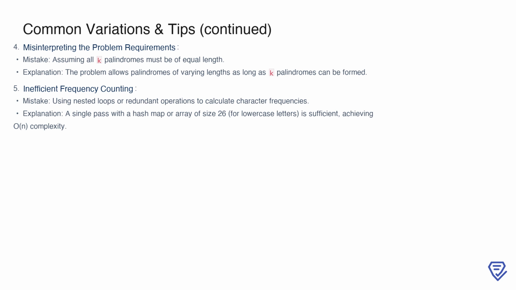Additionally, inefficient frequency counting is a common issue. Some solutions use nested loops or redundant operations, which can unnecessarily increase complexity. Instead, you can calculate character frequencies in a single pass using a hash map or an array of size 26 for lowercase letters, achieving O(n) time complexity. This approach is both simple and efficient, and it ensures your solution remains performant even for larger strings.